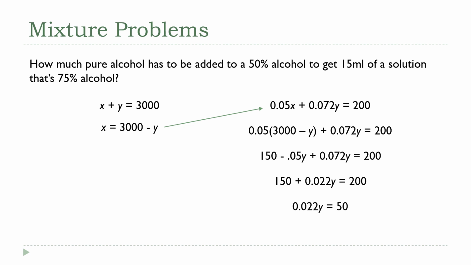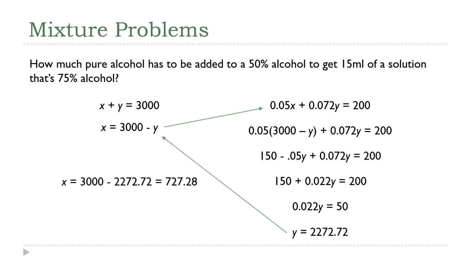I'll subtract 150 from both sides. 200 on the right side becomes 50. And if I divide this by 0.022, we get our y value, $2,272.72. Okay, great. We're almost there. I'm going to take this, substitute it back into the other equation, and we get x is equal to 727.28. Great. We've solved the equations.